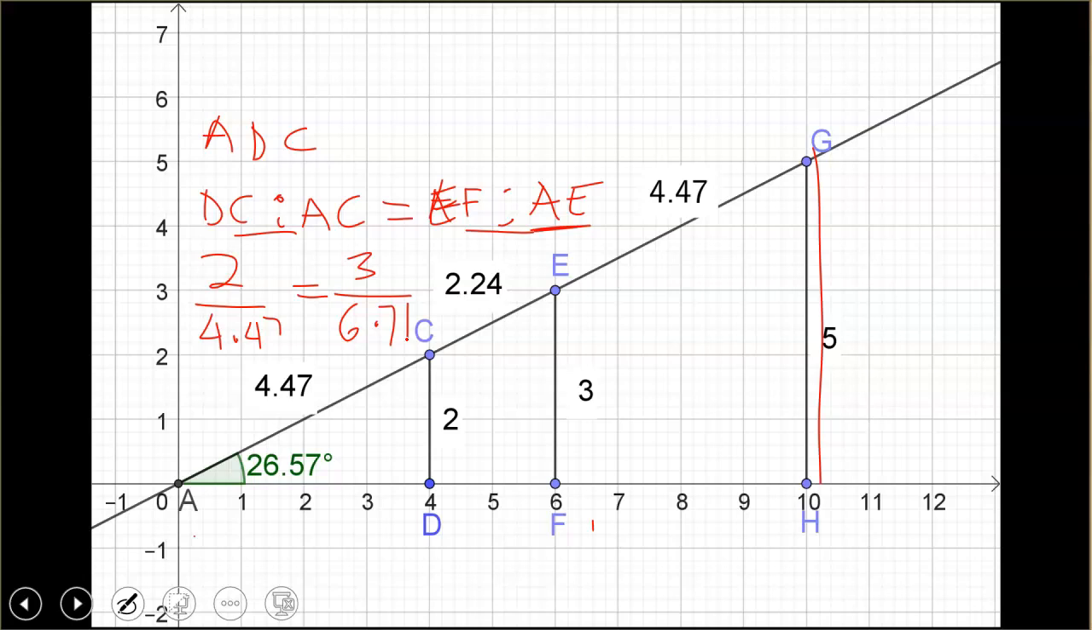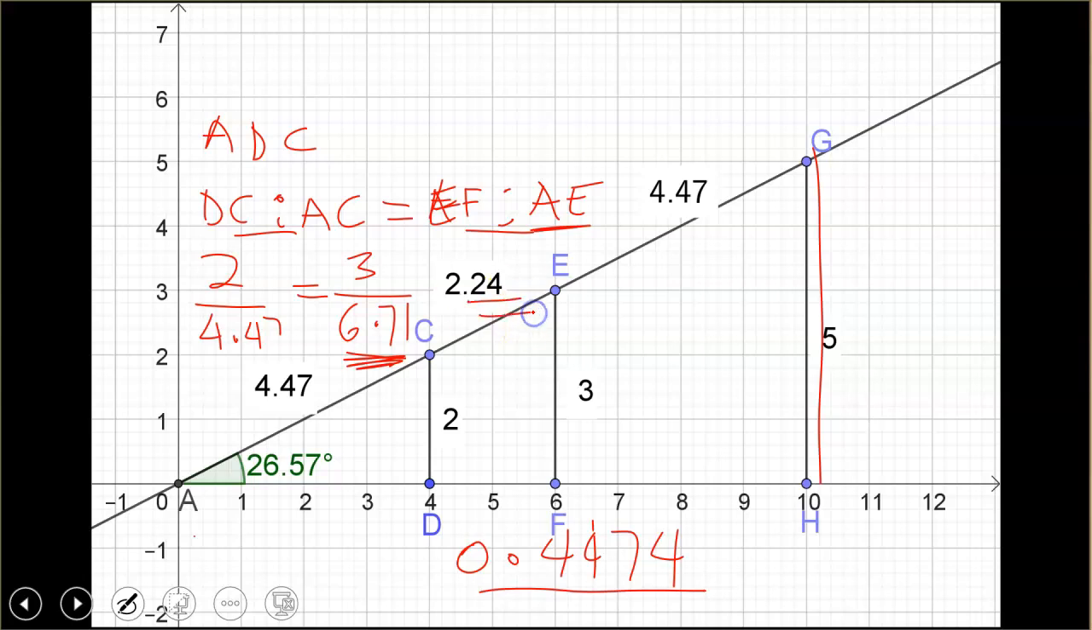Let's see the result. 2 divided by 4.47. The result is 0.4474. The same thing when you divide 3 also divided by 6.71, you get the same result. You can pause the video and try it for this one.